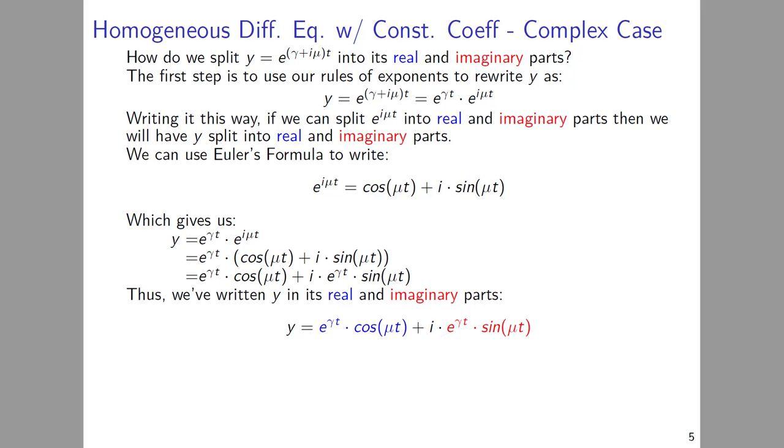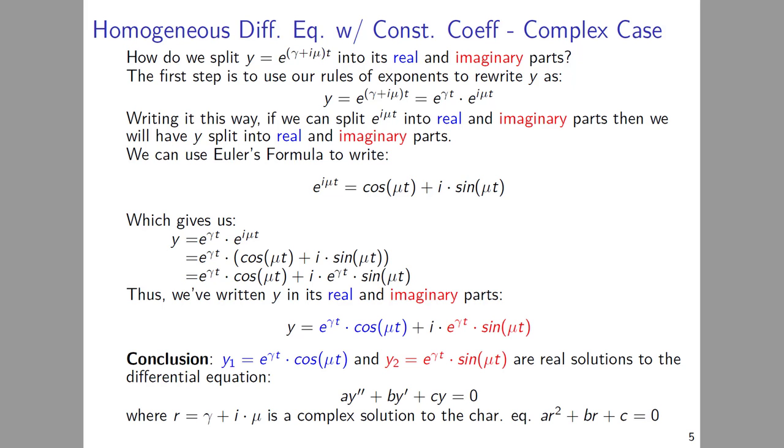y equals e to the gamma t times cosine mu t, the real part, plus i times the imaginary part, e to the gamma t times sine mu t. I want to emphasize again that even though we call it the imaginary part of the solution, e to the gamma t times sine mu t is completely real. It just has an imaginary coefficient.